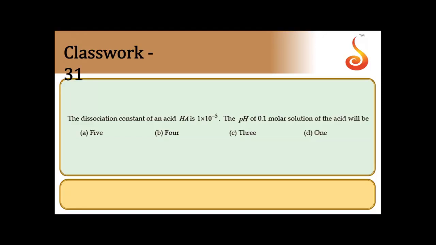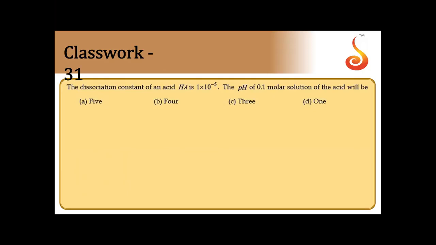31st, dissociation constant of acid HA is 10 to the power of minus 5. The pH of 0.1 molar solution of the acid is pH of 0.1 molar acid. So is a weaker acid, they are given as Ka value. So for weak acids, the formula of H plus is given by square root of Ka into C. Use the concentration of H plus for weaker acids now.